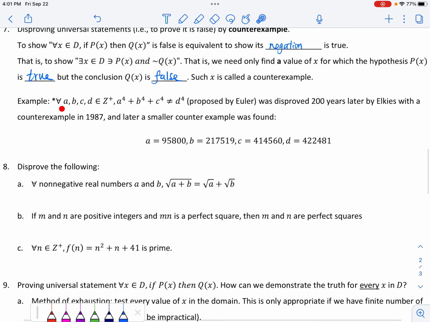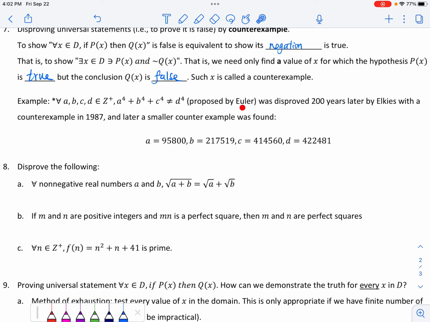This is one pretty famous example. This conjecture was proposed by Euler, who was born in 1707, a little more than 300 years ago. The statement says, for all non-negative positive integers a, b, c, d, a to the fourth plus b to the fourth plus c to the fourth can never be equal to d to the fourth. In other words, there's no way that the sum of the fourth powers of three integers will be equal to the fourth power of another integer.